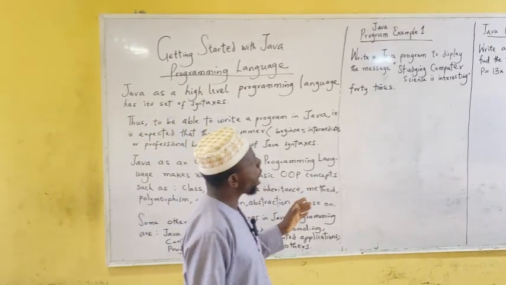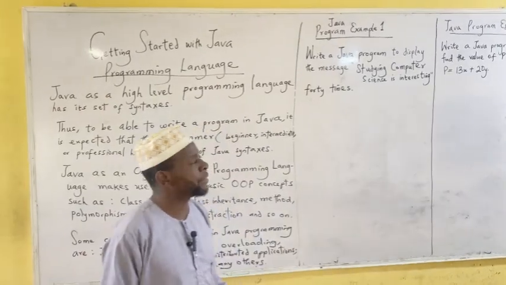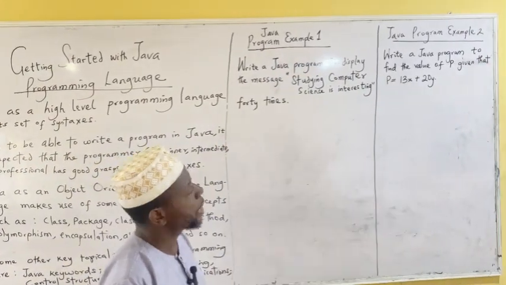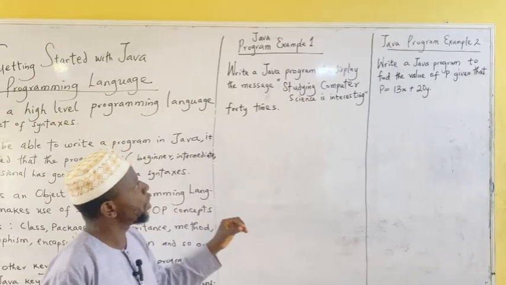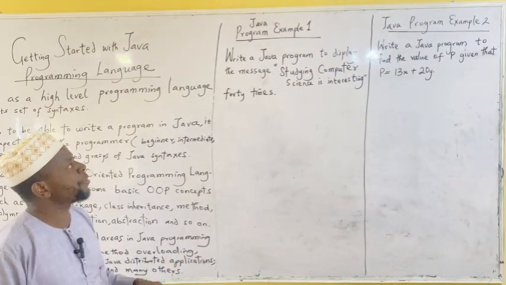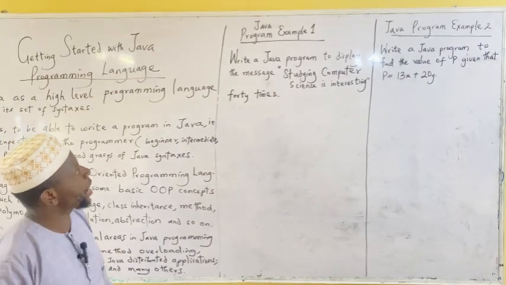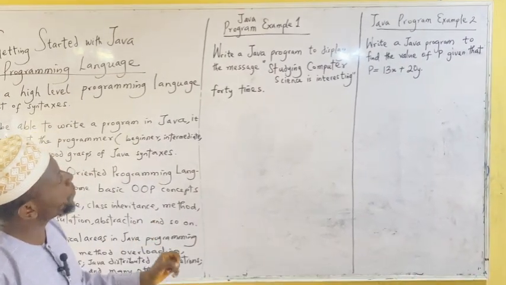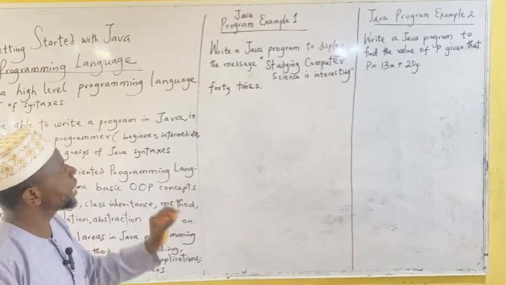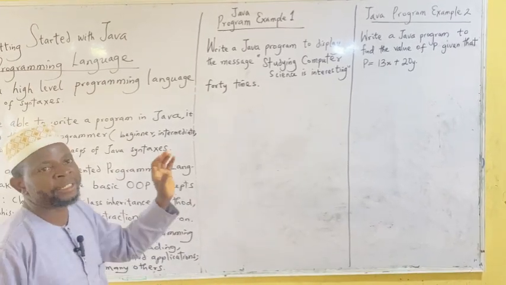For you to know how to write programs in Java better, in this video, I have provided two different examples, and I will be teaching live on how to get these kinds of simple programs written. Let's look at the first programming example. Write a Java program to display the message, "Study computer science is interesting," 40 times.